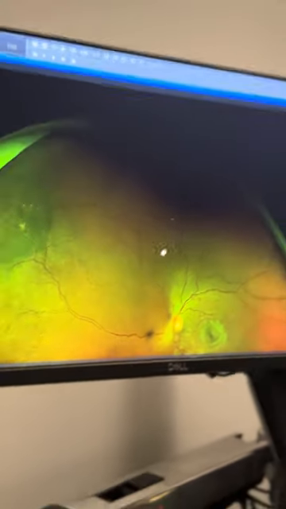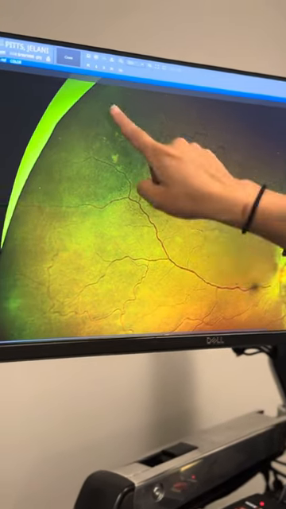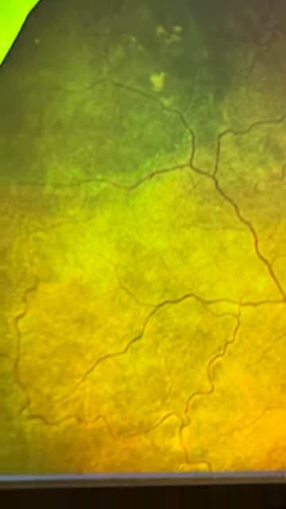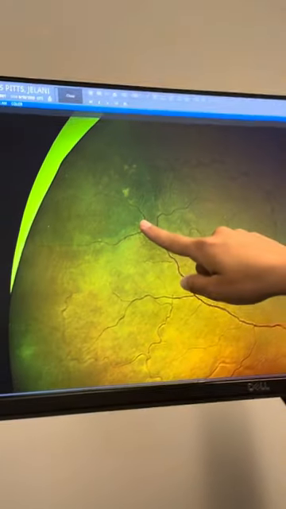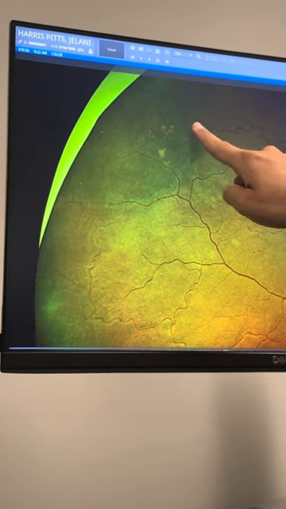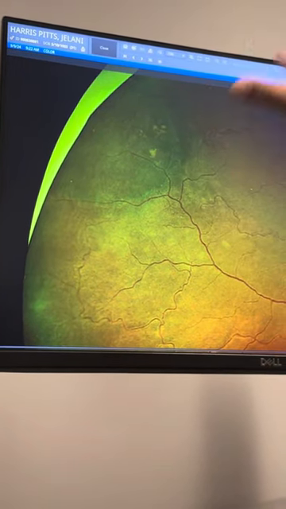So the reason why we got extra pictures was to look at this area right here that's off to the edge. And you can kind of see, if you follow the course of the blood vessels, how this one starts going upwards, and these ones here. So we can tell that this is something that's coming towards us.